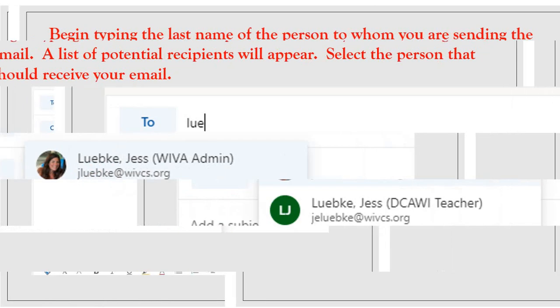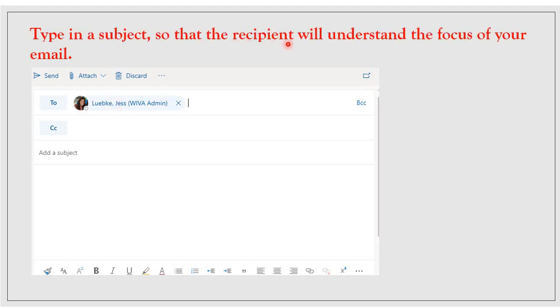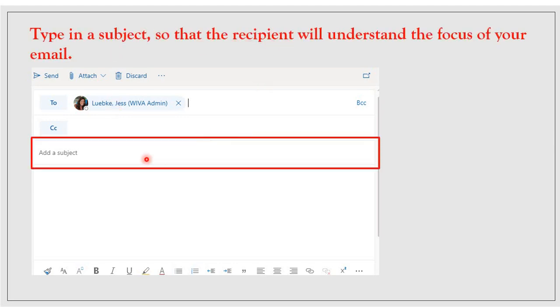Lupke's name. Boom, there she is. She's ready. I'm ready now to write that email to her. Next thing I want to do though is put a subject in that email so that she knows what I'm going to be emailing about. And so I'm going to put that subject in, and I put in new student updates.